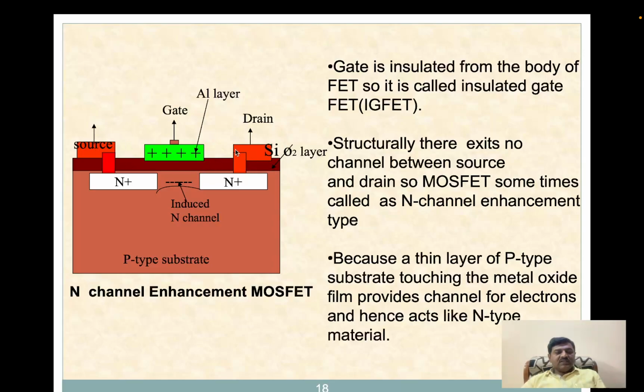Coming to the physical construction, there exists no channel between the source and the drain. So there will not be any channel between the source and the drain. This MOSFET is called an N-channel enhancement type MOSFET, because a thin layer of the P-type substrate touching the metal oxide film provides the channel for electrons. Between these N terminals there will be charge carriers. It acts like an N-type material here. These will be the minority carriers here.